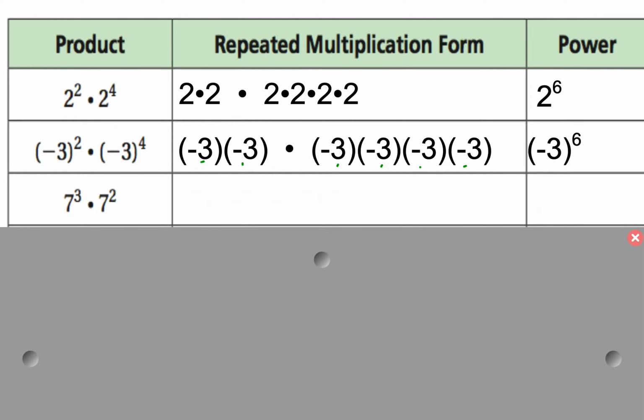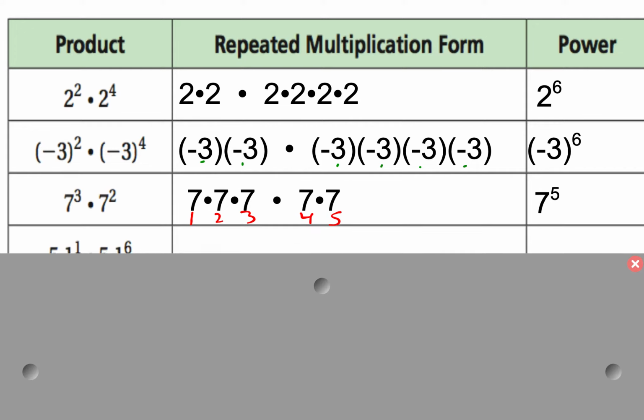Okay, not negative, 7 cubed times 7 squared. Now you should be able to picture that that's going to be 7 times 7 times 7 for 7 cubed. We're going to multiply 7 squared, that's 7 times 7. Altogether, if we count those up, there are 5 7's, giving us 7 to the 5th power.